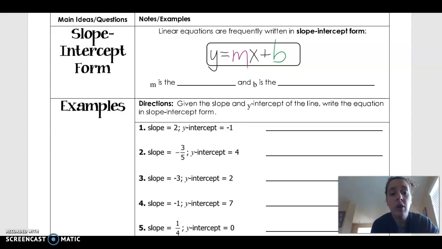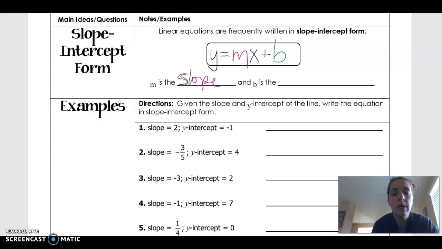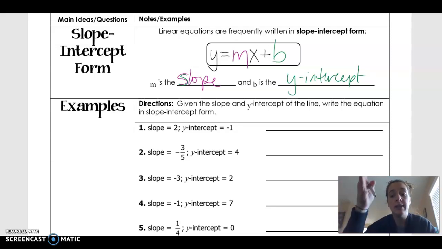So like we said before, m is the slope, and b is my y-intercept. An intercept is where it crosses that line, right? So here I'm looking at the y-axis, and remember that the y-axis goes up and down. So this is telling me where my line crosses that axis. That's going to be the y-intercept.